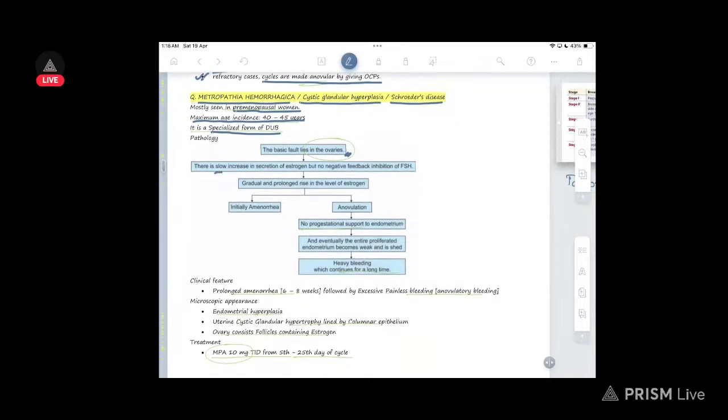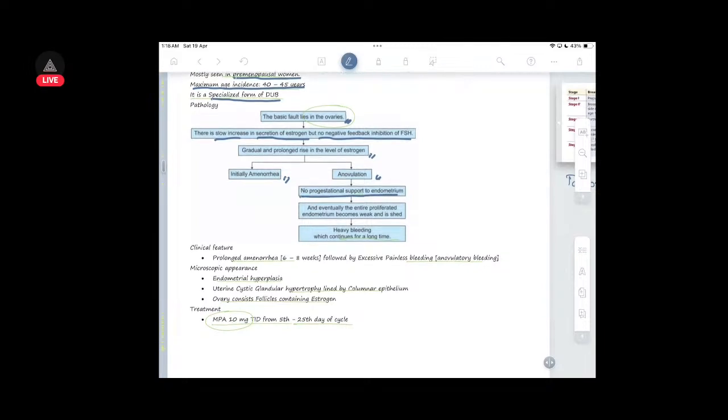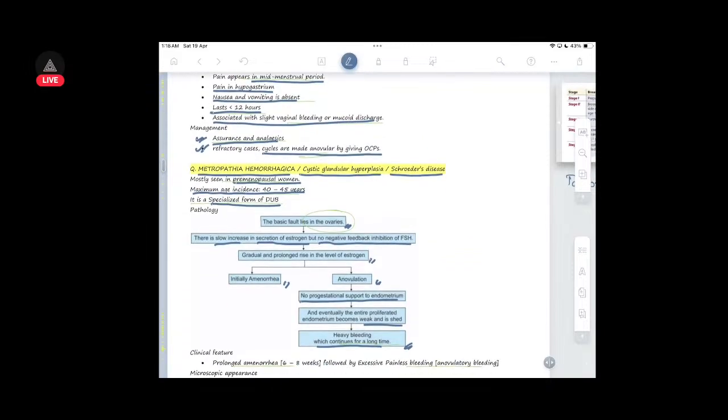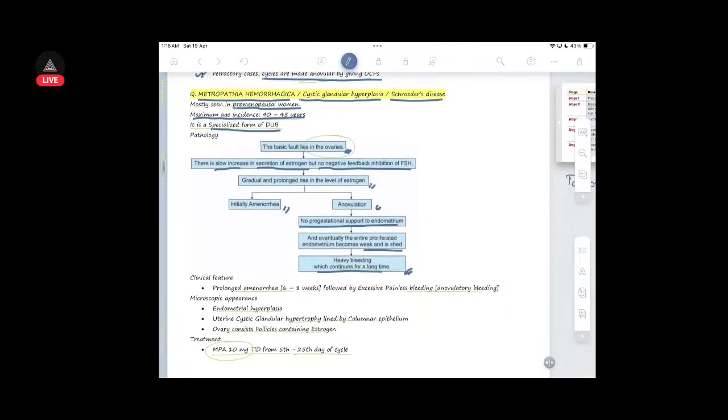There is a slow increase in secretion of estrogen, but no negative feedback inhibition of FSH. There is a gradual prolonged rise of estrogen leading to initial amenorrhea and later ovulation. There is no progesterone support for the endometrium, and eventually the entire proliferated endometrium becomes weak and is shed. Heavy bleeding which continues for a long time. This is metropathia hemorrhagica, which is cystic glandular hyperplasia or Schroeder's disease.